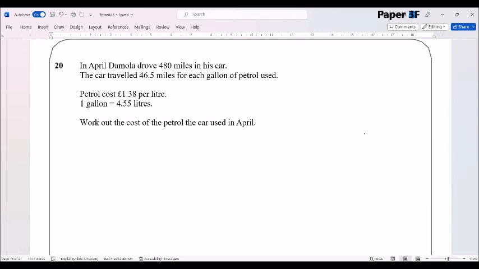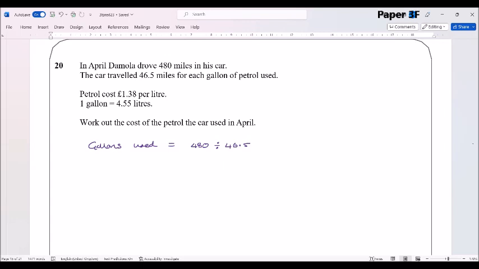Well, first of all, probably a good idea to work out how many gallons he used. So gallons used is equal to 480 divided by 46.5. So 480 divided by 46.5 comes out as being something fairly unpleasant, 320 over 31.